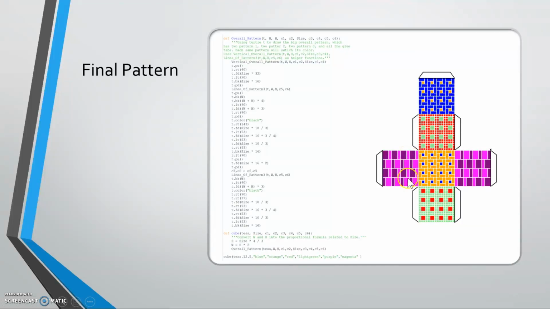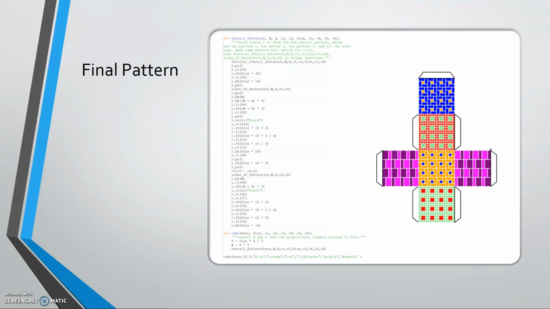And it will draw the pattern 3. And after drawing the pattern 3 about the left side, I moved the turtle from here to here. Then it can draw the right side of the pattern 3.